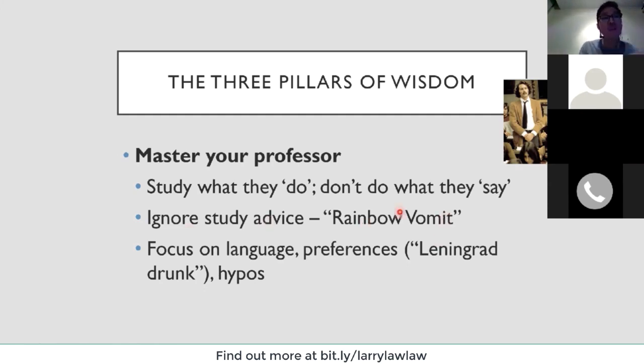Ignore their study advice. Look up, if you want, on my website, larrylala.com, I have an article called Rainbow Vomit. It's also appeared on Above the Law. The full article is on Larry Lala. In short, the short version of the Rainbow Vomit article is law professors do not know what is effective in terms of getting A's.